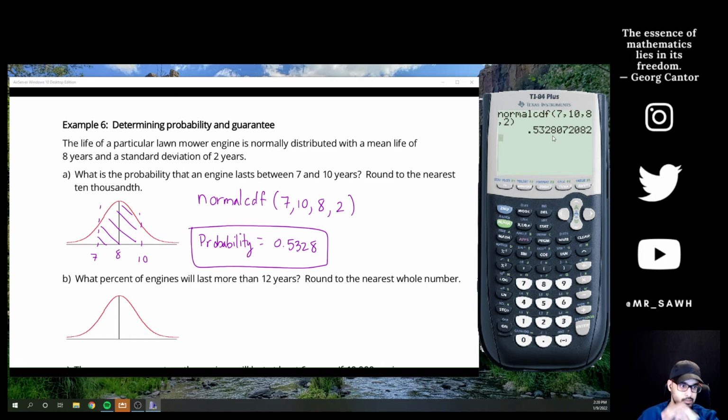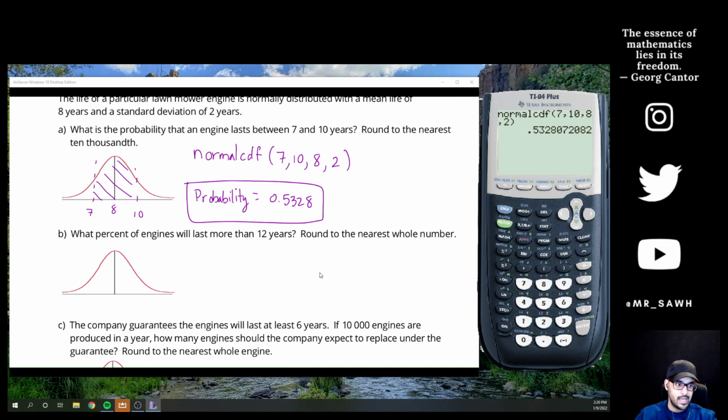Okay, which is pretty good. It makes sense that for an engine that you choose, a particular lawnmower, there's about a 50% chance it'll last between 7 and 10 years. Okay, what percent will last more than 12?